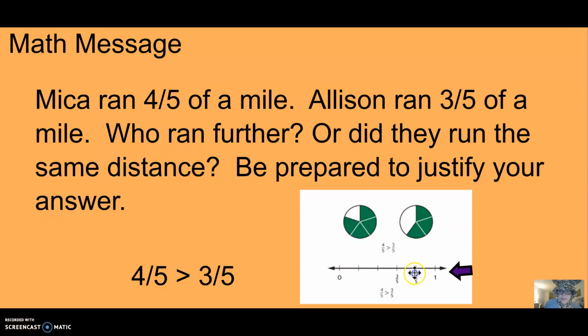On my number line, my one whole is the distance between 0 and 1, and I have my number line divided into 5 equal parts. 1, 2, 3, 4, 5. Let's count the fifths. 0/5, 1/5, 2/5, 3/5, 4/5, 5/5, or 1 whole. On my number line, I can see that 4/5 is closer to my one whole than 3/5 is. 4/5 is greater than 3/5.